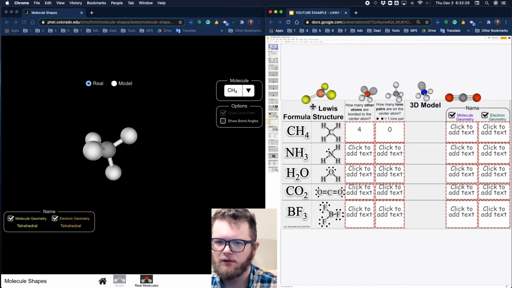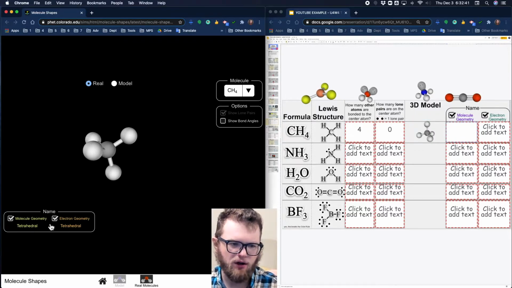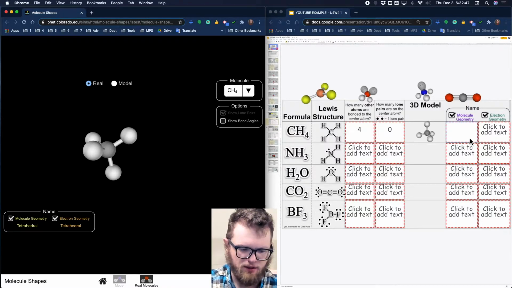Well, it looks like this one. So I'll drag that one in to show that as our 3D model. Now it's asking for the name of both the molecular geometry and the electron geometry. So if we look down here, we can see that the molecule name is tetrahedral.